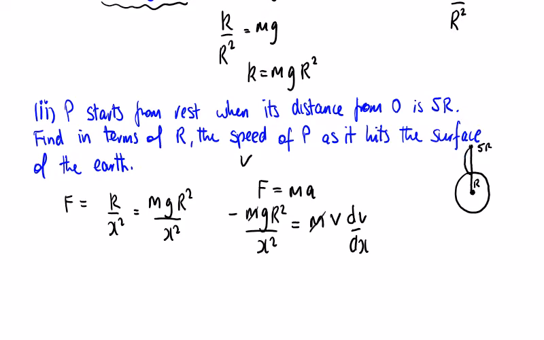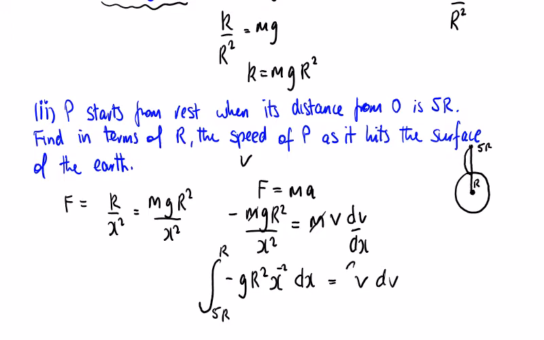So I can divide by m, and I can bring my dx across. So I'm going to get minus g r squared. It probably makes sense to bring the x squared up. x to the minus 2 dx is equal to v dv. And if I integrate both of these, I'm going to be starting at 5r and finishing r above. That's the wrong way around. I'm starting at 5r and finishing r above. Let me just change them.